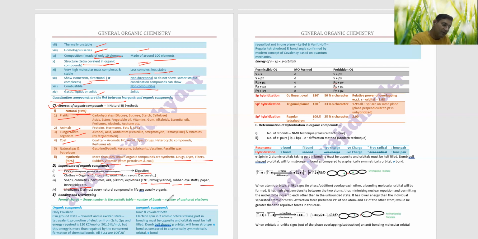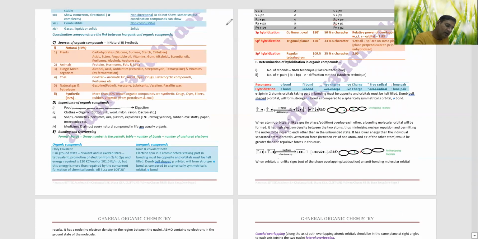In organic chemistry, the next topic is bonding and overlapping. As I already told you, organic compounds are covalent, while inorganic compounds can be ionic as well as covalent, both. Carbon in the ground state is divalent, and carbon in the excited state is tetravalent. The divalent state is unstable, so it does not exist in nature, while the excited state is more stable and will exist in nature.